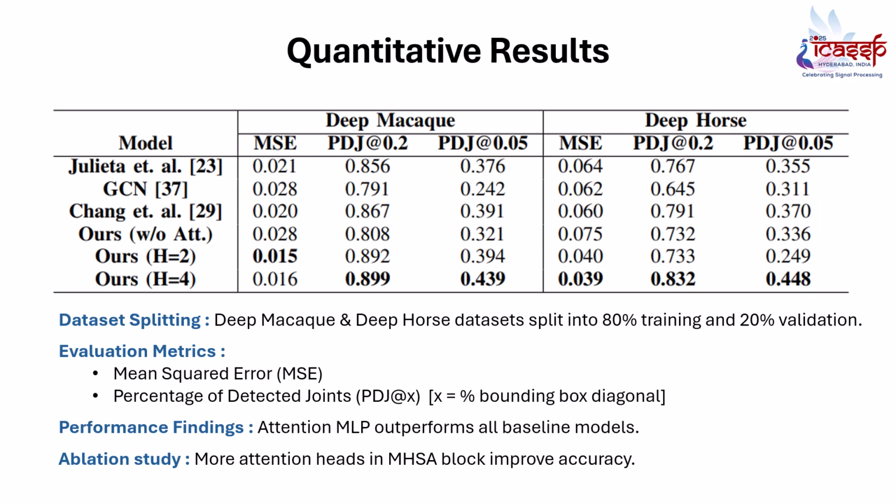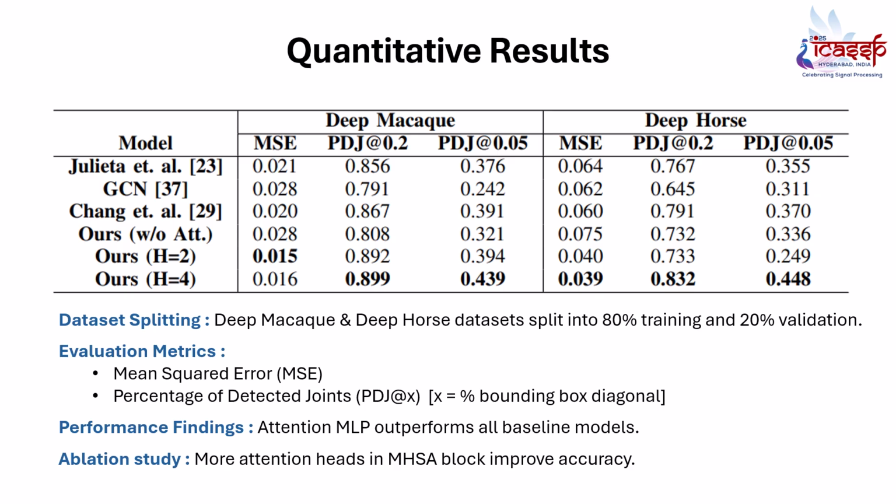Our quantitative evaluation demonstrates the effectiveness of our attention-based MLP model for 2D to 3D pose lifting and its superiority over existing methods. We compare our approach against state-of-the-art baselines, including graph convolutional network-based methods and MLP-based 3D regression models. We evaluate the performance using mean square error (MSE) and percentage of detected joints (PDJ) at different thresholds. Our model achieves lower MSE and higher PDJ scores compared to prior methods, indicating its improvement of pose accuracy and generalization.